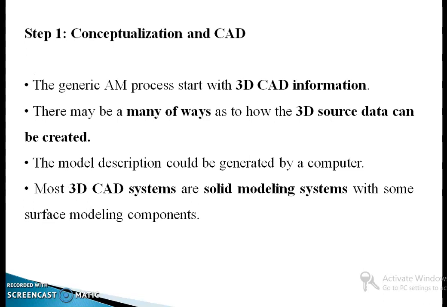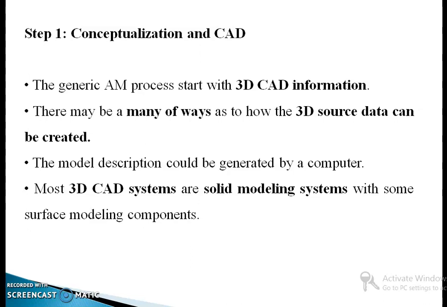Now what is your first step? We will discuss these steps in detail, how to manufacture a teacup by using the AM process. In your first step, we have to conceptualize your product and prepare the CAD drawing. The generic AM process starts with the 3D CAD model. First of all, we have to prepare the 3D CAD model.